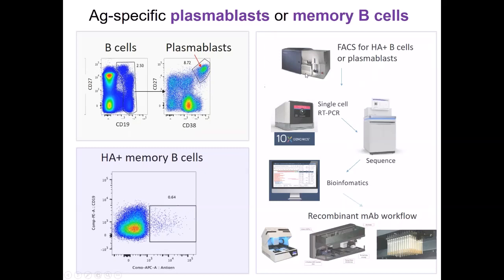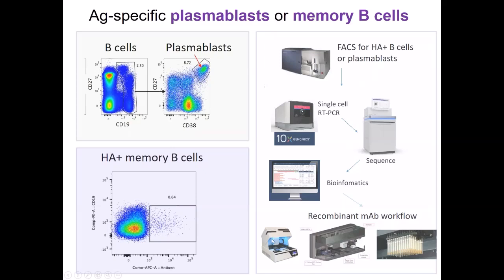Either way, you can take these cells and put them into a single cell device, of which there are many coming along. Some are sort of DIY that you build yourself, but the 10x Genomics device is the one we're currently using, and you can drop in 10,000 cells per chip essentially and get individual sequences of heavy chain and light chain linked. 10x actually has proprietary bioinformatics tools, so it just kicks out the sequences of your heavy and light chains.